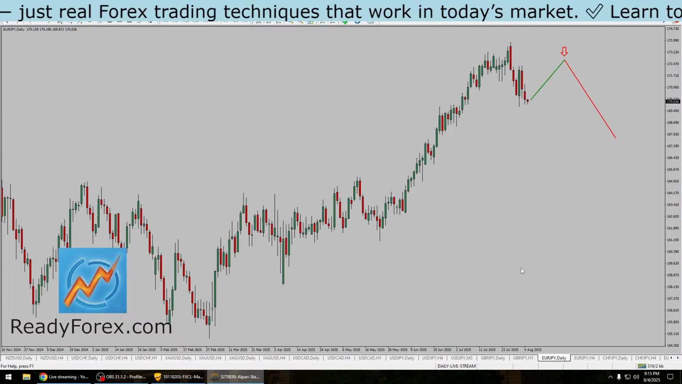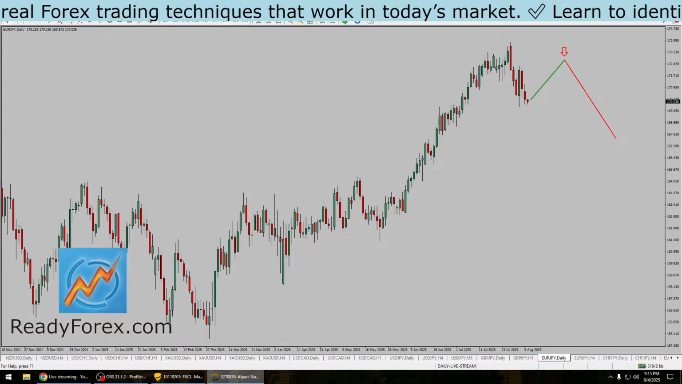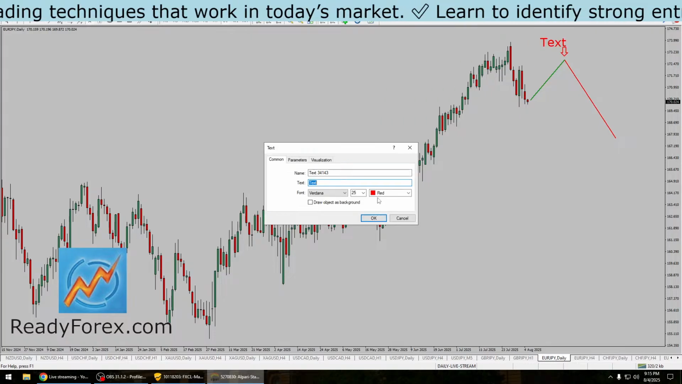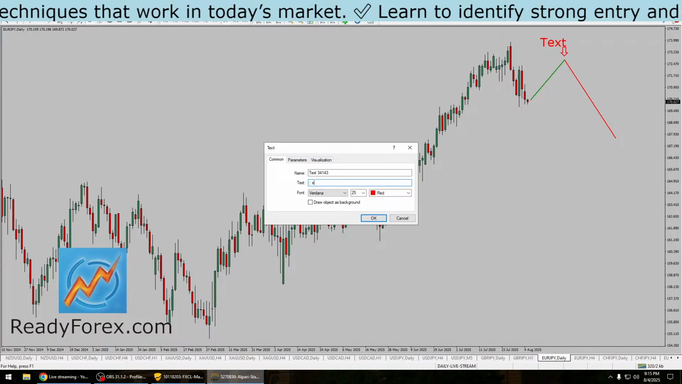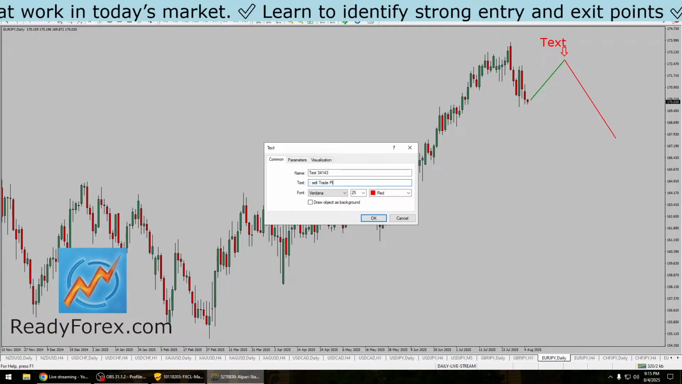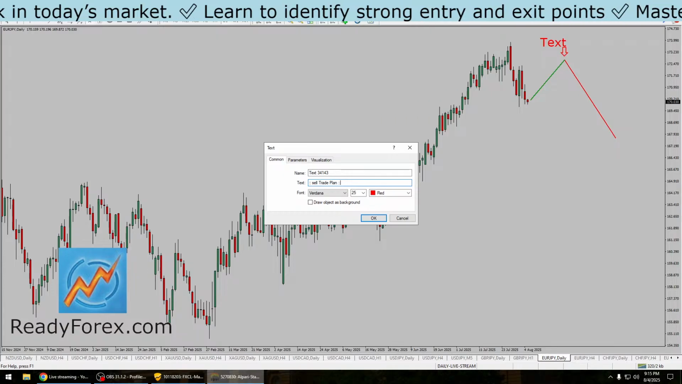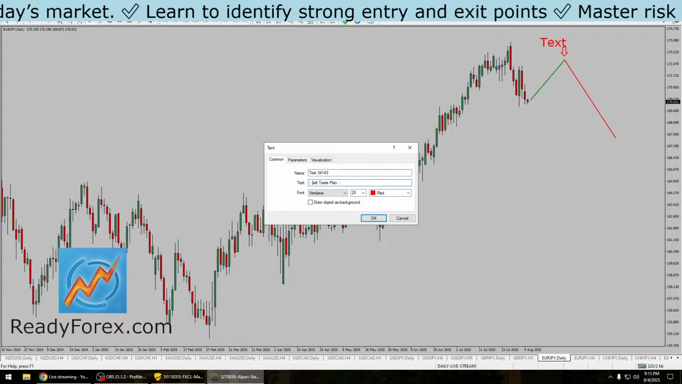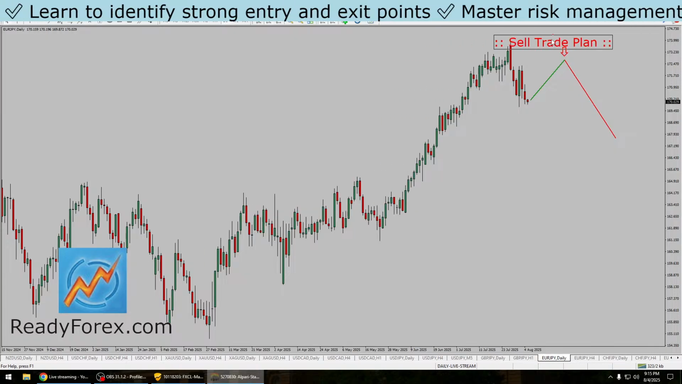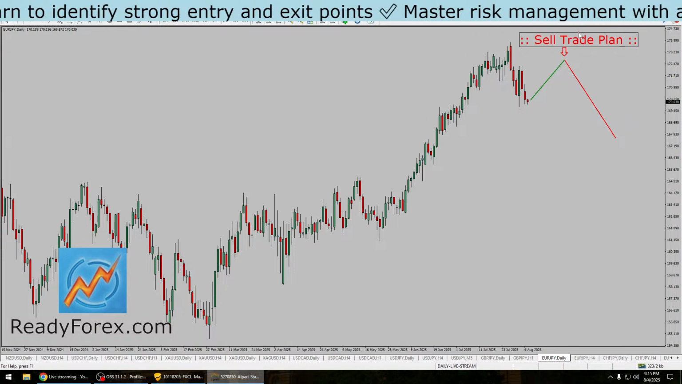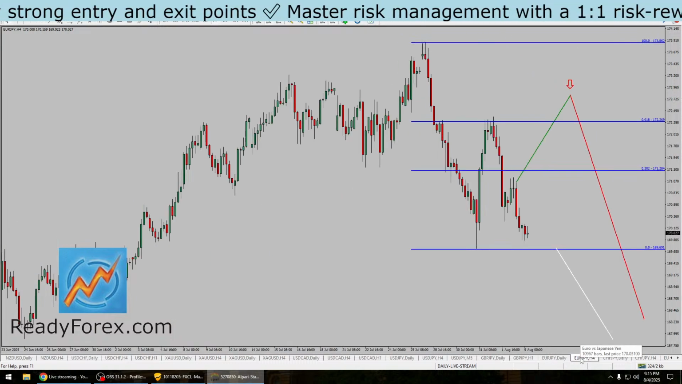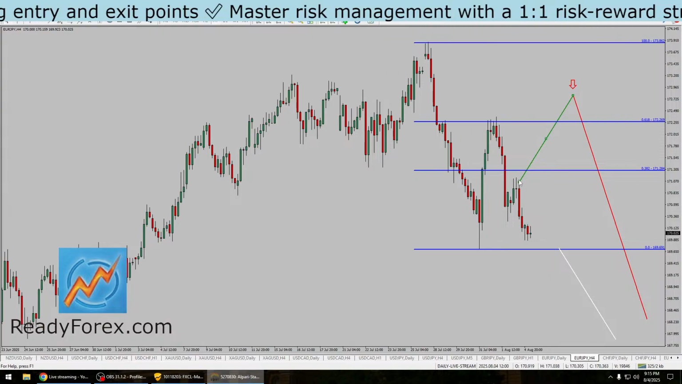Next one is the EURUSD. EURUSD, I have a sell trade plan in the daily chart time frame. Let us take a look over here. So this is a clear sell trade plan. Okay, but this is the daily. Now in a smaller time frame, I might be looking for a buy trade setup.